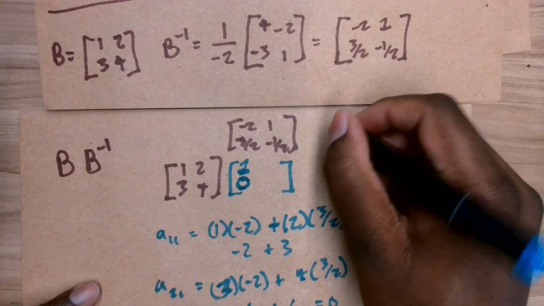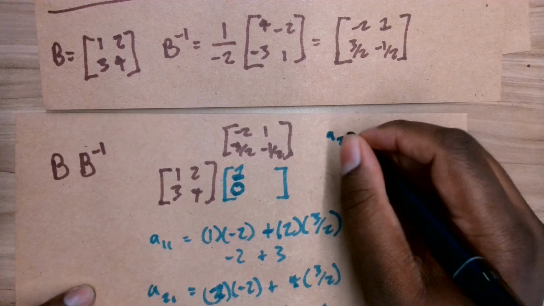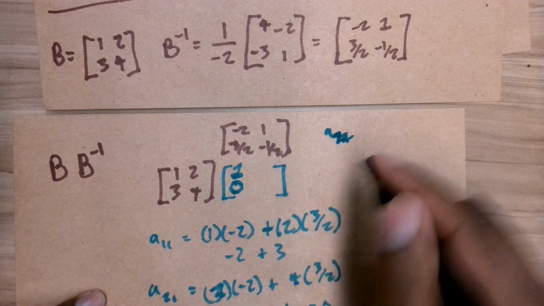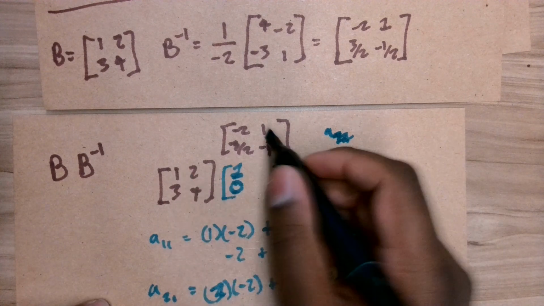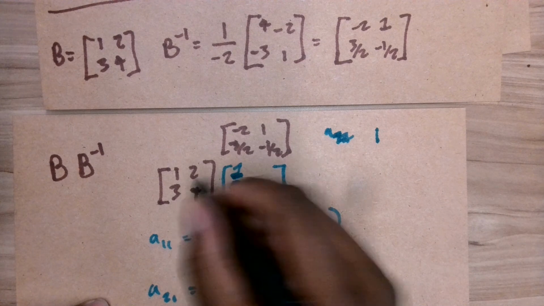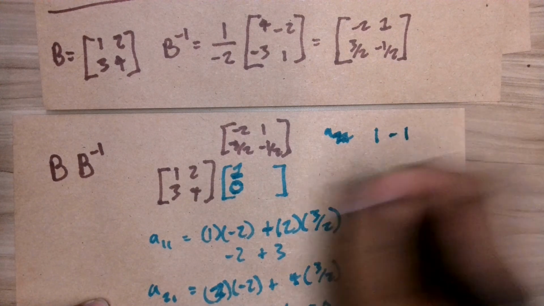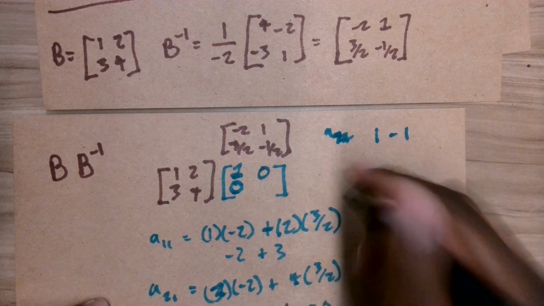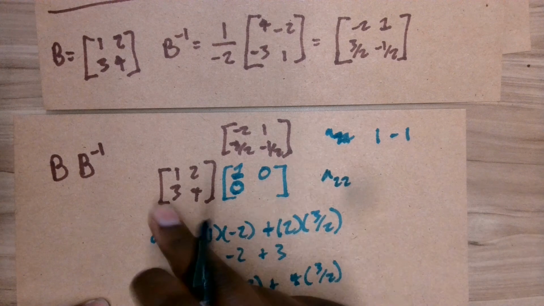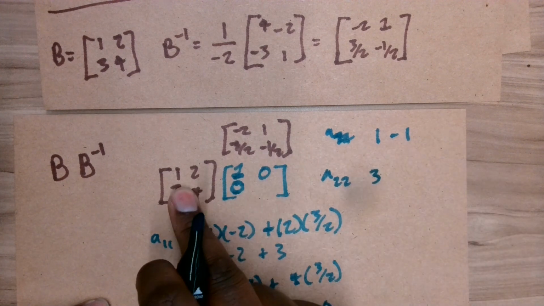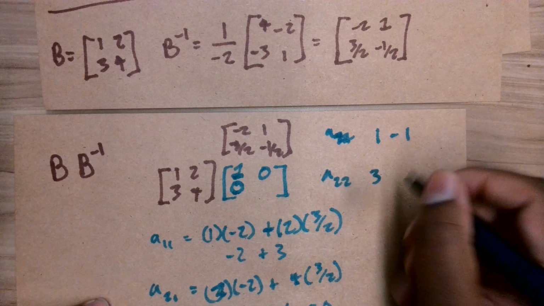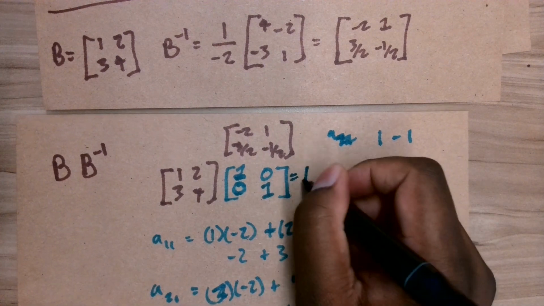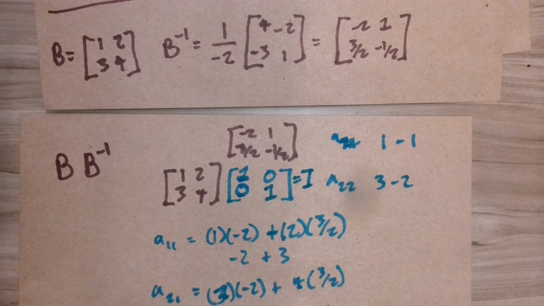For the other ones, we've got A12: 1 times 1 is 1, plus 2 times -1/2 is -1, so that's 0. And for the last one, A22, we've got 3 times 1 is 3, and then 4 times -1/2 is -2. 3 minus 2 is 1. Oh, would you look at that? It's the identity matrix. So they are indeed inverses.